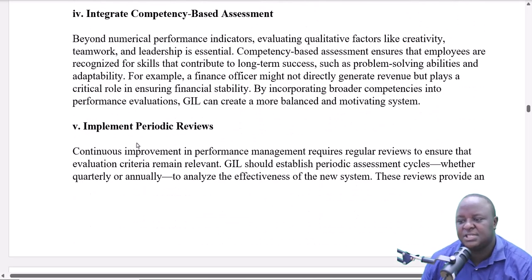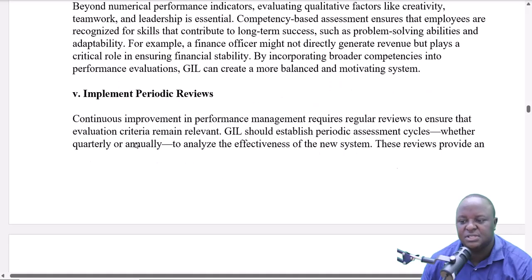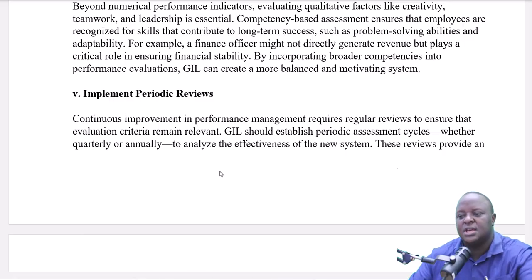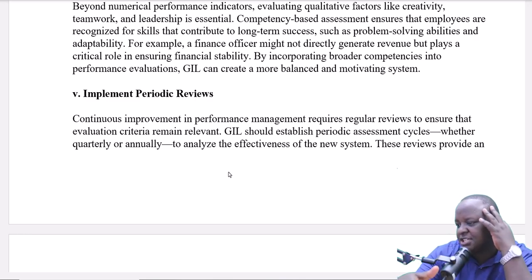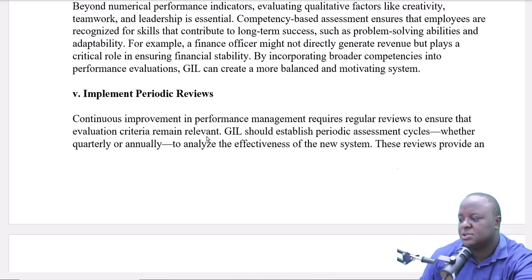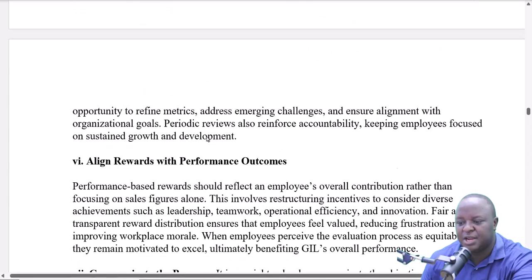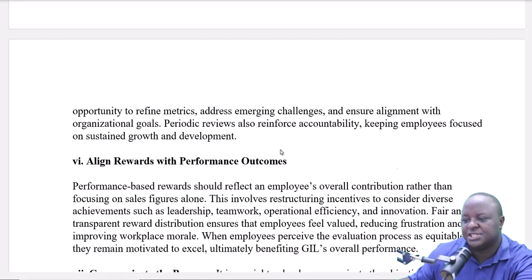And 5th is implement periodic reviews. Continuous improvement in performance management requires regular reviews to ensure that evaluation criteria remain relevant. So GIL should establish periodic assessment cycles, whether quarterly or annually, to analyze the effectiveness of the new system. So these reviews will provide an opportunity to refine metrics, address emerging challenges and ensure alignment with the organizational goals.